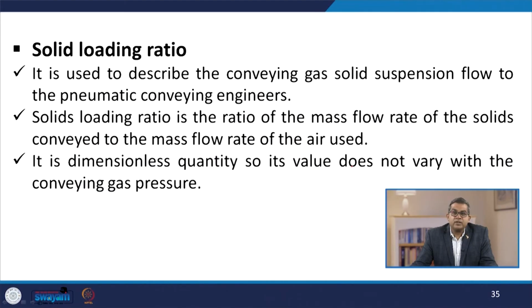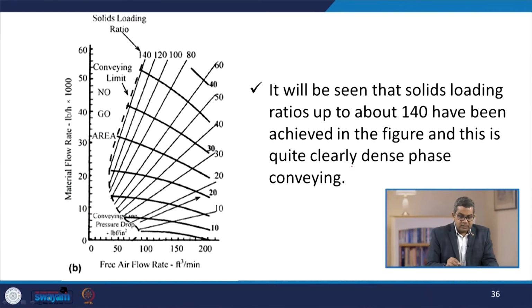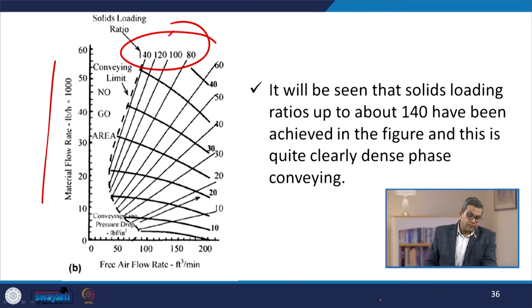Now, if we talk about the solid loading ratio, it is used to describe the conveying gas-solid suspension flow in pneumatic conveying engineering. Solid loading ratio is the ratio of the mass flow rate of the solids conveyed to the mass flow rate of the air used. It's quite common. It is a dimensionless quantity, so its value does not vary with the conveying gas pressure. Here you see a graph where this represents the solid loading ratio, and on the y axis the material flow rate in pounds per hour and free air flow rate in cubic feet per minute.